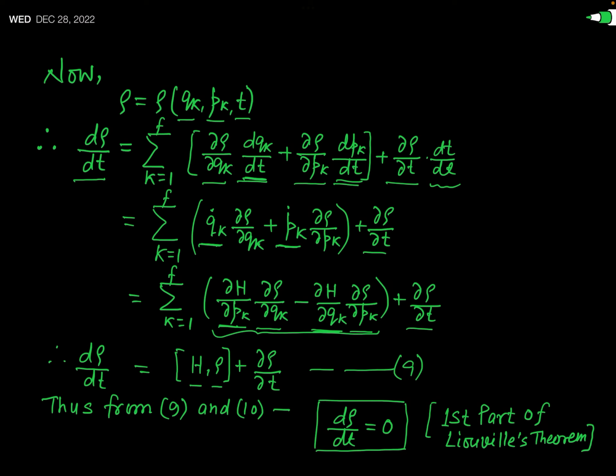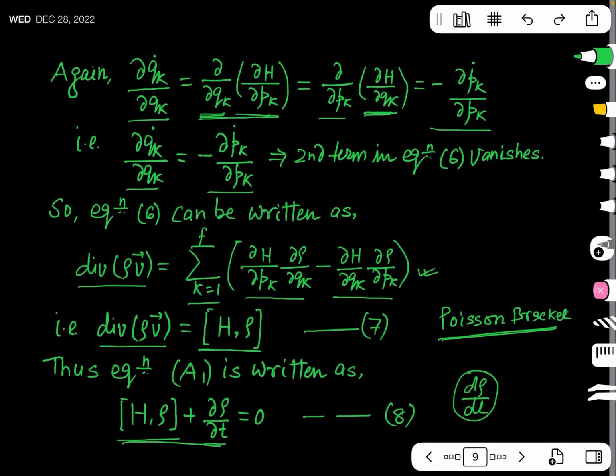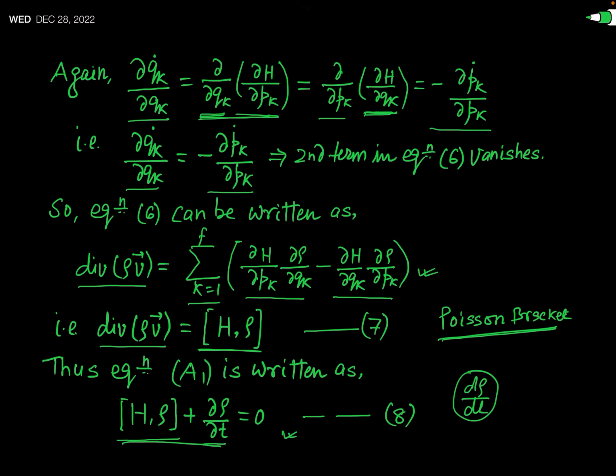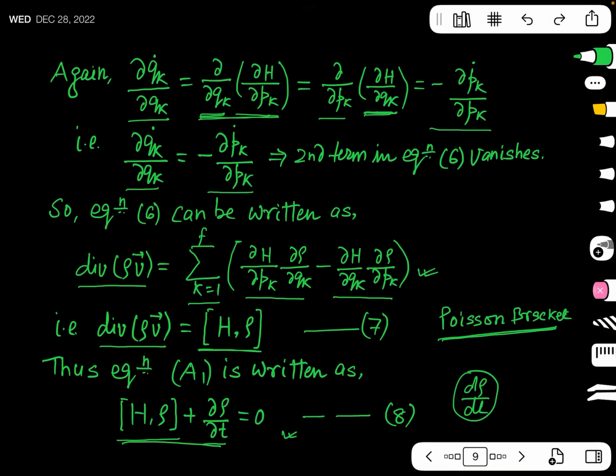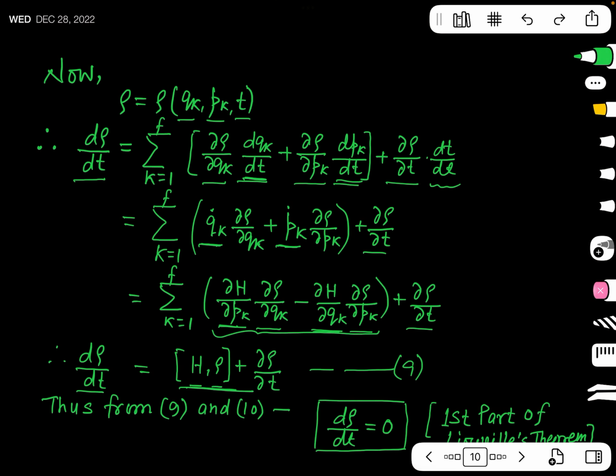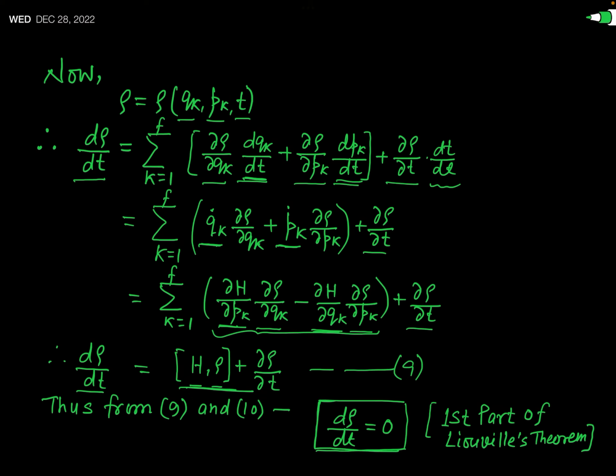Okay, so you have shown that dρ/dt is equal to this much. But earlier you have proved that this sum, that is the Poisson bracket of H and ρ plus ∂ρ/∂t, is equal to 0. You can see this in equation 8. So now you can easily say that dρ/dt is equal to 0, and dρ/dt equal to 0, you have seen, is the result.